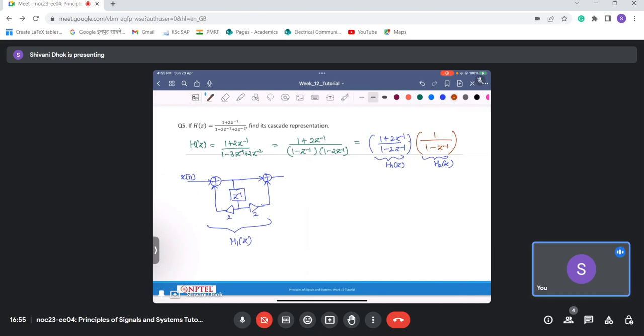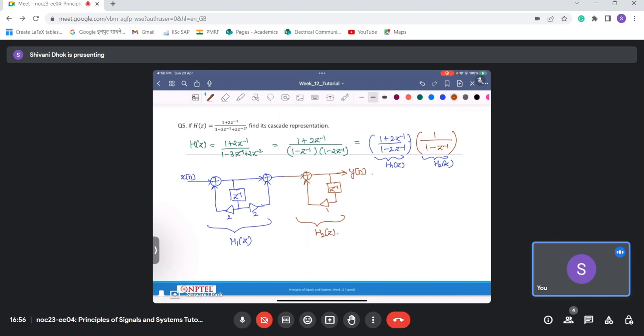And now I need to realize this H2(z) using direct form 2. So this is my input. I have an adder here, then a delay block of z inverse, and a gain block of unit amplitude. It gets added, and this is y of n, and this is my H2 of z.